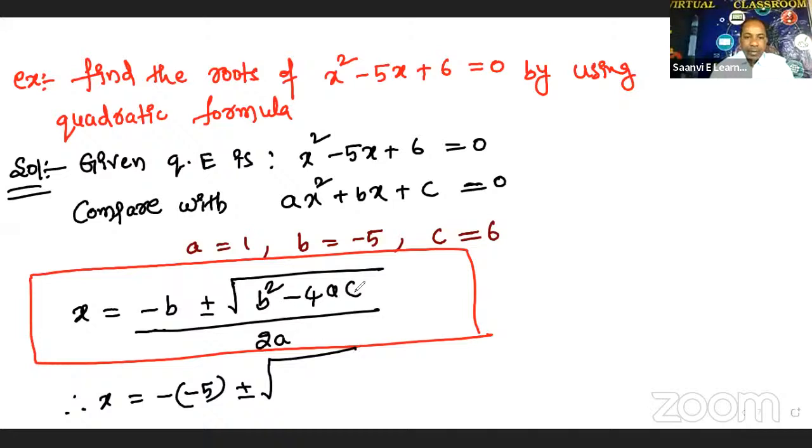Next, plus or minus root b square minus 4ac. What is b value? -5. So here b square means -5 whole square, minus 4ac, 4 into a value 1, c value 6. So minus b plus or minus under root of b square, b square means (-5) whole square, minus 4 into a value 1, c value 6, by 2a.